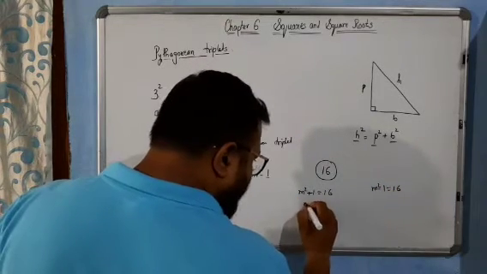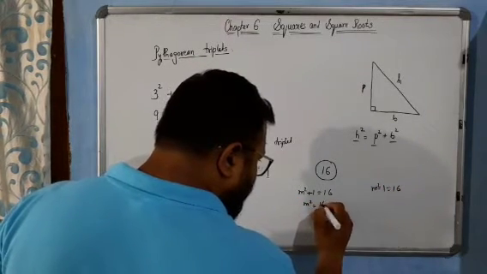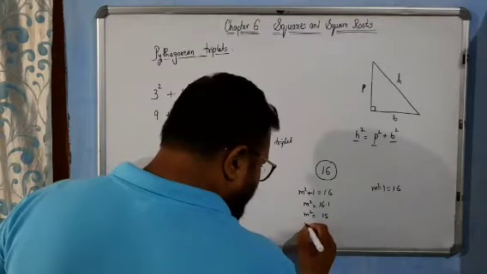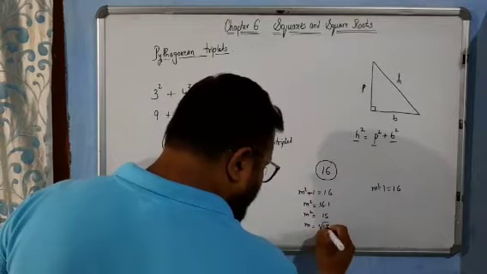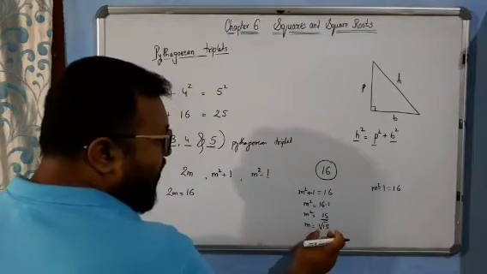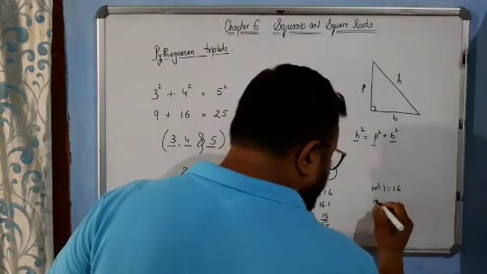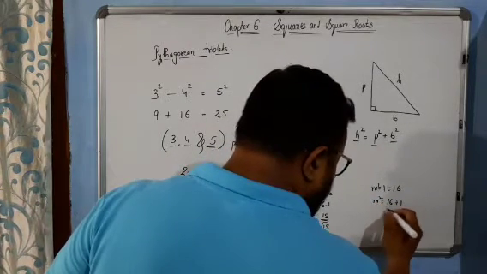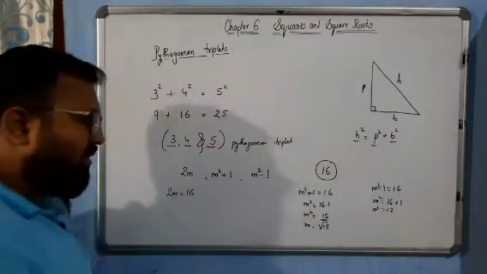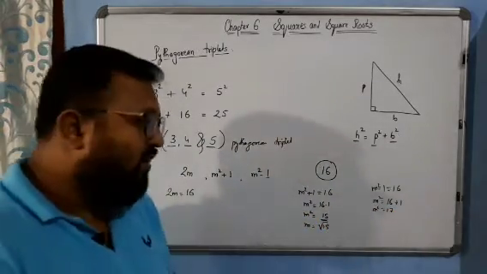But in this case, what will you get? m square equal to 16 minus 1, which is 15. So m equals the square root of 15, and 15 is not a perfect square number, so it is not possible to get m as a whole number. In the other case, m square equal to 16 plus 1 gives you 17, and 17 is also not a perfect square number. So what will you do?